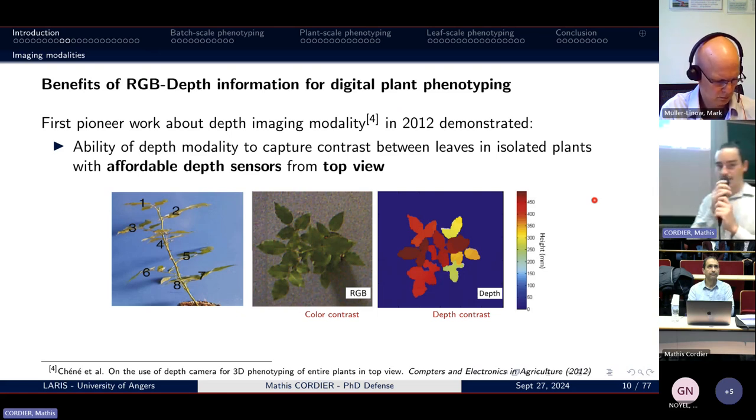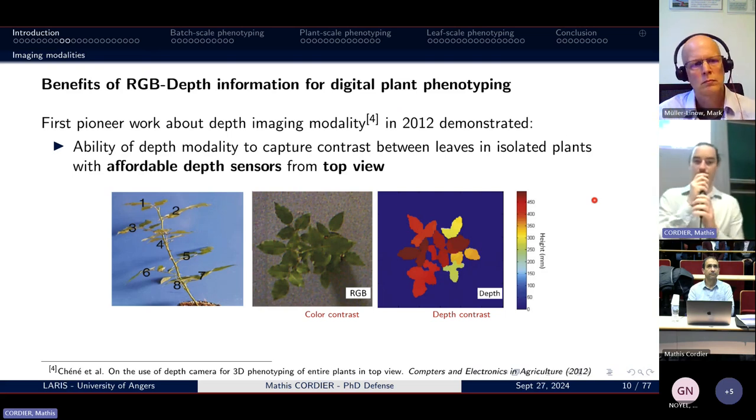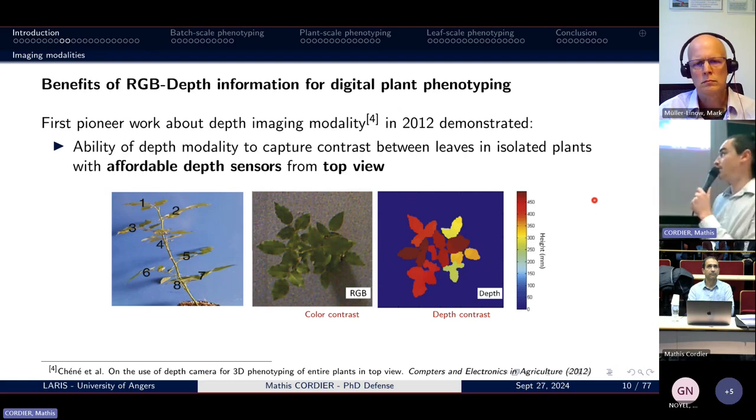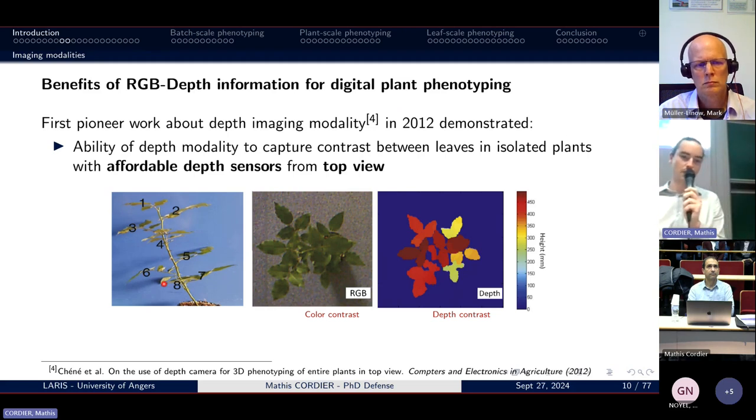With the depth imaging modality, the first pioneer work in 2012 demonstrated the ability of the depth modality to capture contrast between leaves in isolated plants with an affordable depth sensor in front view. Here we can see that if we have a side view of a plant, we have leaves distributed quite uniformly along the main stem. With a front-view affordable color sensor, we have quite poor color contrast and we are not able to distinguish the different leaves. But with a depth imaging modality, we are able to retrieve some contrast between the leaves.